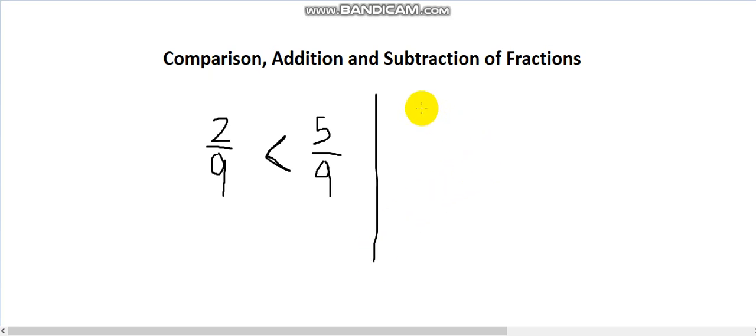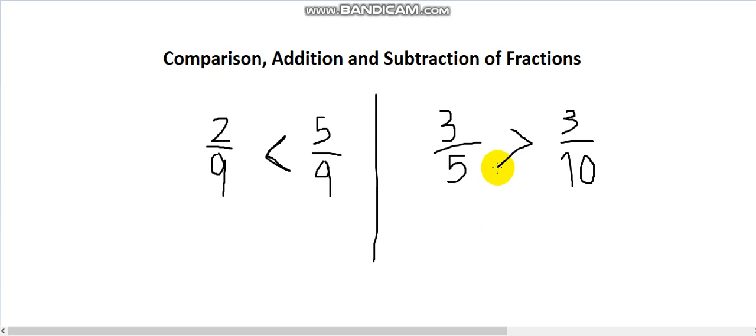When the same number is on the top, so let's say that I have 3/5, and on the other side I have 3/10. The bigger fraction is the one that has the smaller denominator. So to put this simply, when the same numbers are on the top, to find the bigger fraction, I look for the one that has the smaller number on the bottom. So 3/5 is more than 3/10, which makes sense if you think about it, because what does this mean?